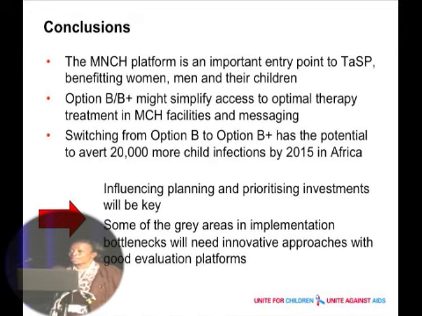And some of these gray areas will really need people like you to innovate and also study what might be the most optimal approach with good evaluation platforms.